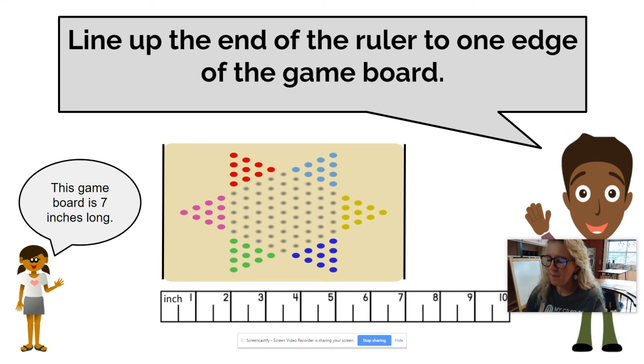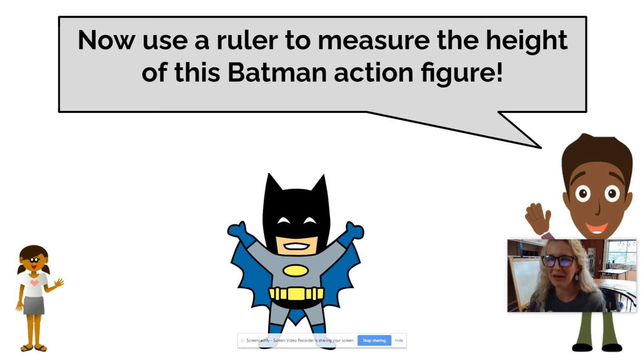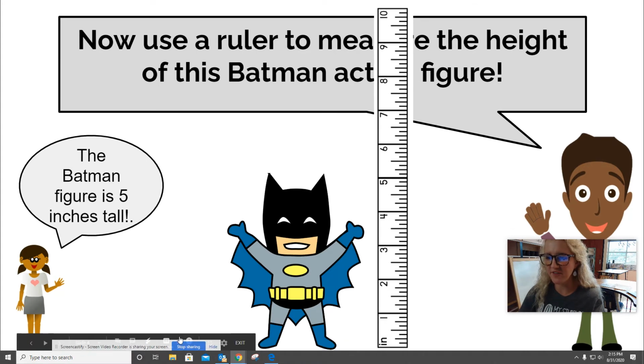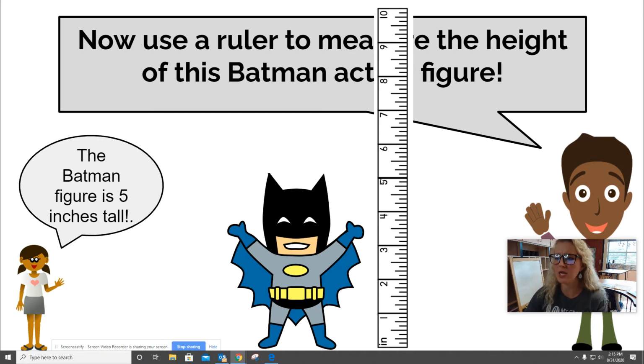Now, what if we have this Batman? I know, it's like it was made for me. So now you're going to use a ruler to measure the height of this Batman figure. Once again, you can see that it's all lined up perfectly, right at the end, at the 0, and then we go all the way up to the top of him here. Now, it might be a little bit over, or it could just be that the ruler's not quite lined up. It's hard when we don't have it on top of the object. So we can say the figure is about 5 inches tall. Again, label the amount and the unit.